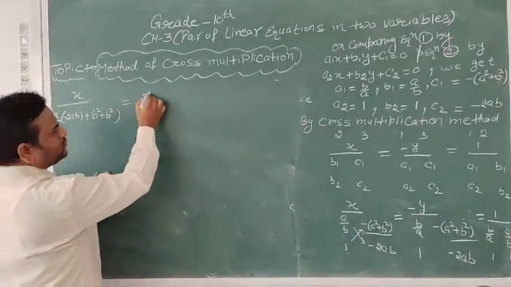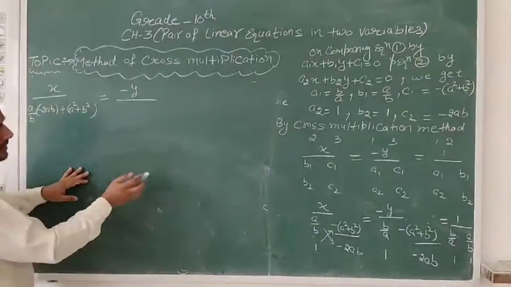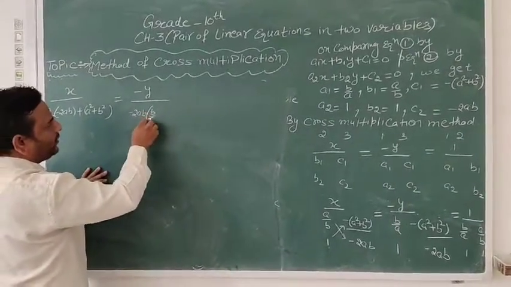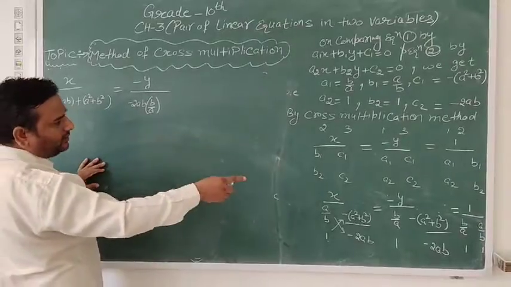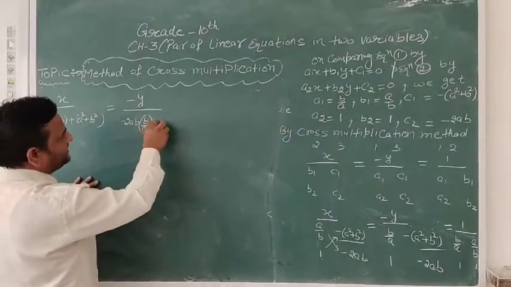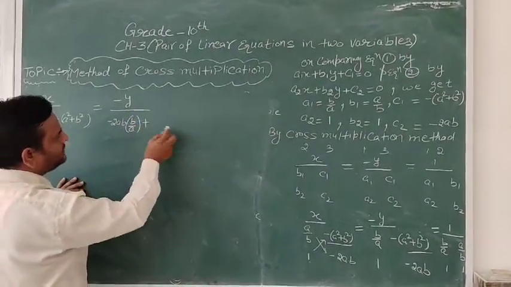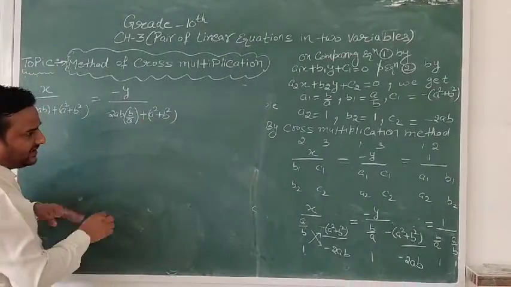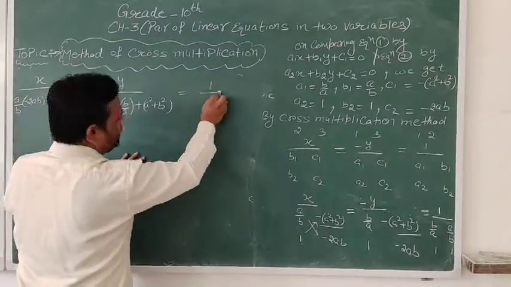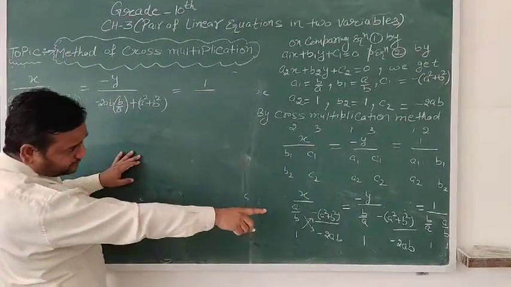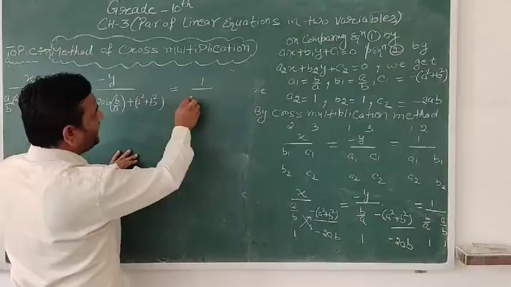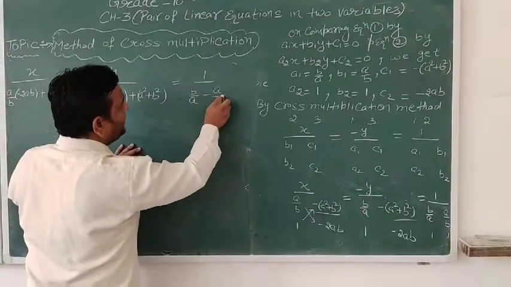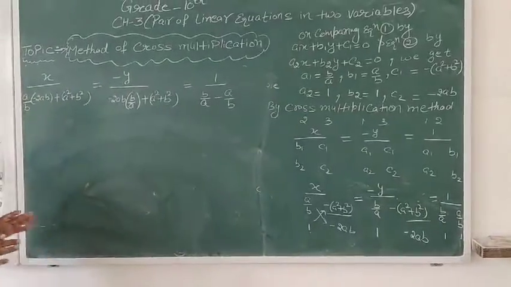It further equals to, students, minus y upon minus 2ab into what? b upon a, then 1 into minus something, but minus already plus, so 1 into something, we get that something, and something is a square plus b square. It further equals to, students, 1 upon, that is what? See, 1 into b upon a, we get b upon a, minus 1 into a upon b, we get a upon b. Now we get some result.